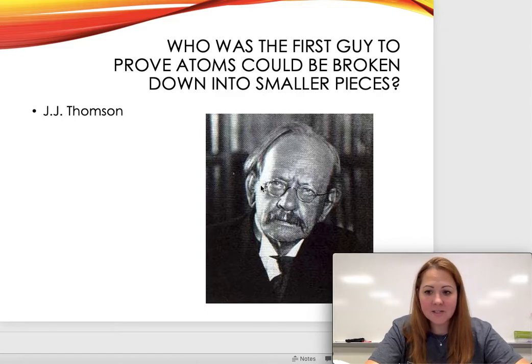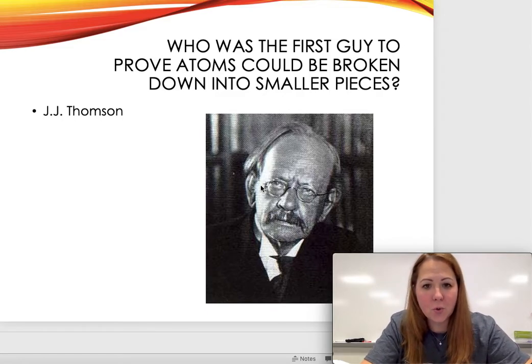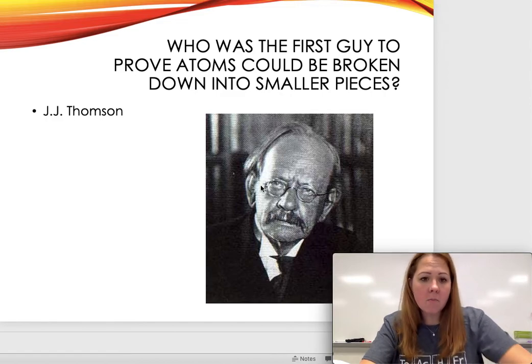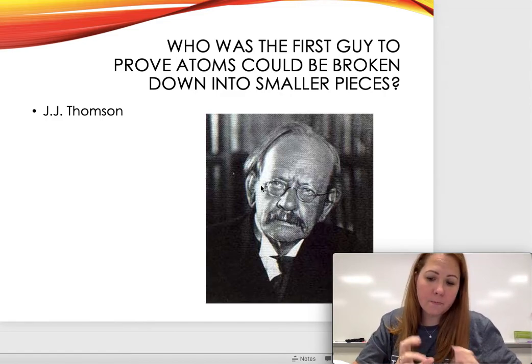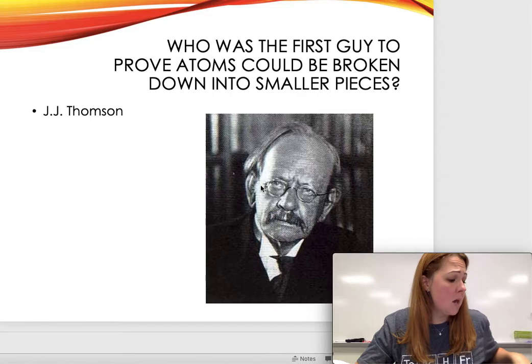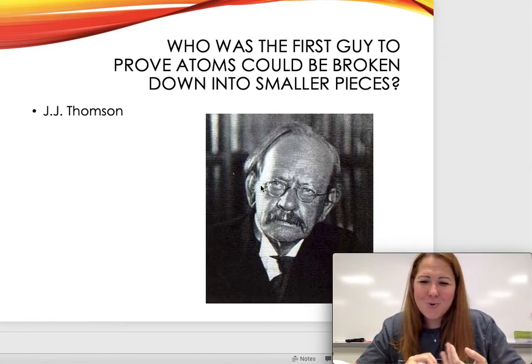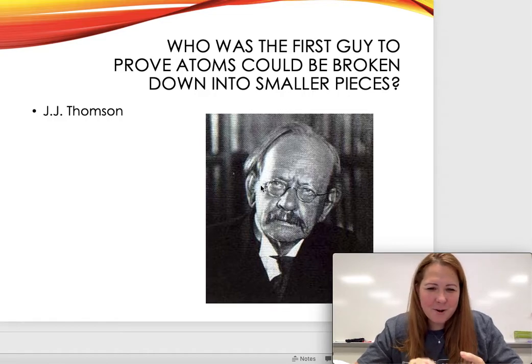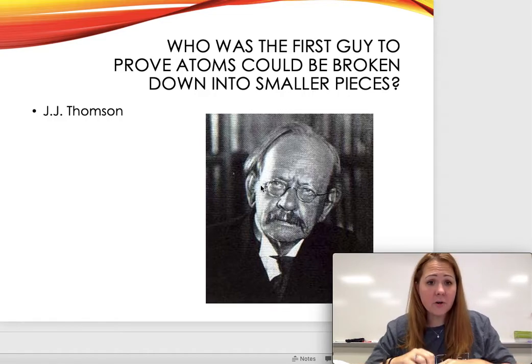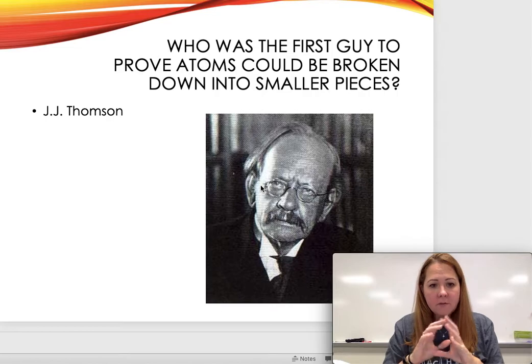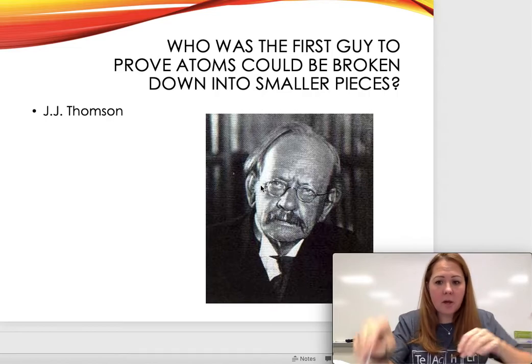For the next part, we are going to journey through a little bit of history. With the history that you need to know, the big takeaway is you need to know who actually discovered the different parts of the atom and how they discovered it. And then you want to know a general picture of what the atom looks like over time.